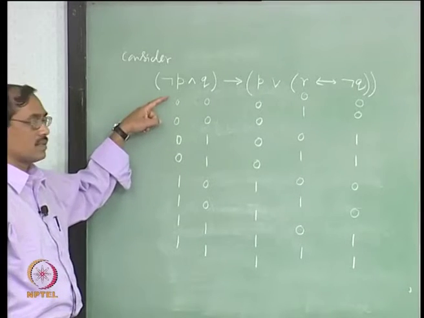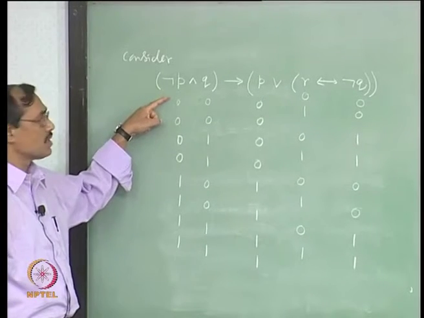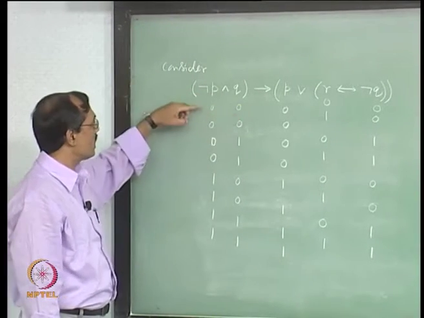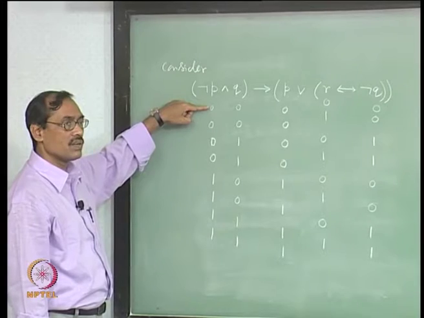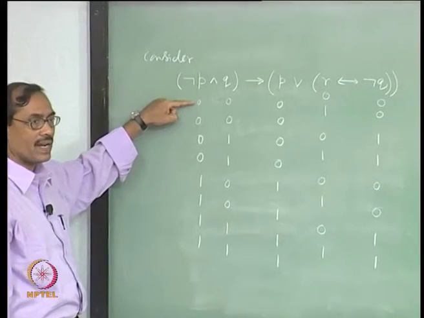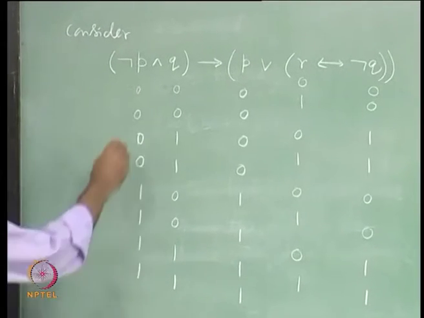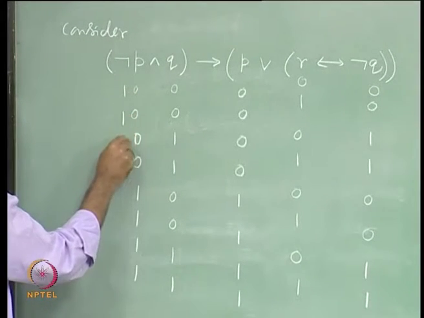Next, I want to go for evaluation of the connectives. So, now not p: this is one interpretation where p is assigned 0, so its negation will become 1. I will write it under this connective. That is how it will go.